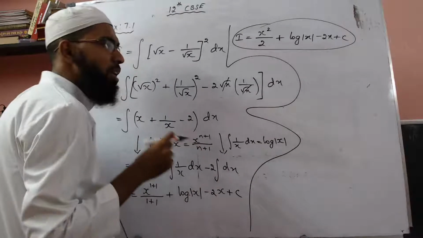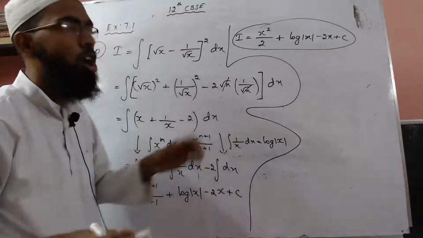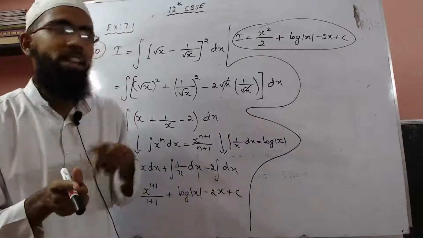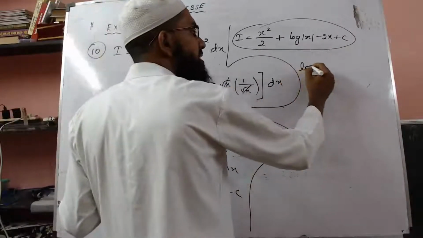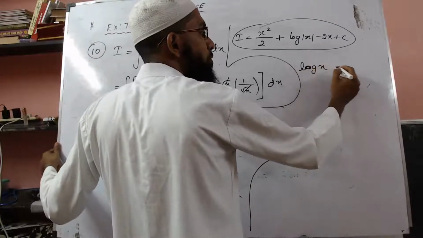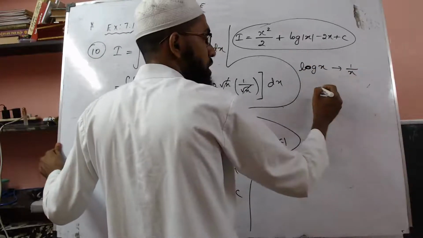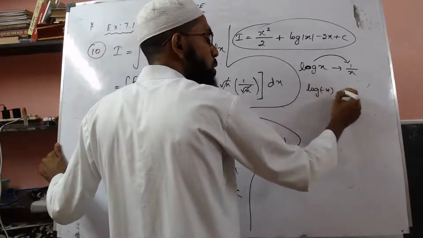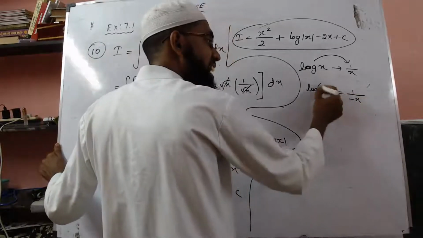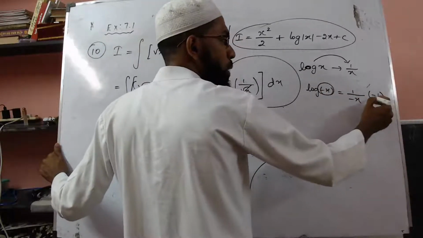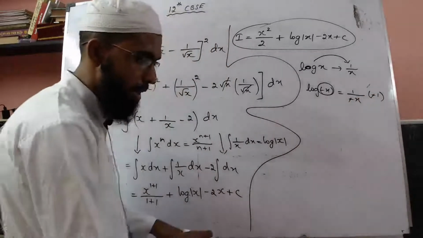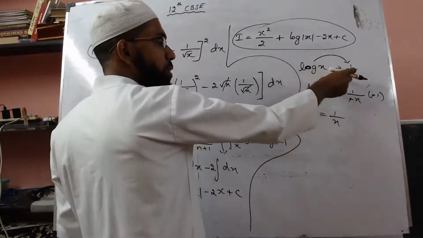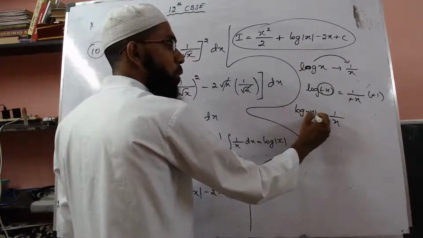Now some of you might have a doubt: why is the integral of 1 by x equal to log of mod x? In the last video we saw the concept of antiderivative. What do I differentiate to get 1 by x? The derivative of log x is 1 by x. Log of minus x, if I differentiate, I get 1 by minus x, then differentiating minus x gives minus 1, so minus minus cancel and I get 1 by x. So both log x and log of minus x give 1 by x.